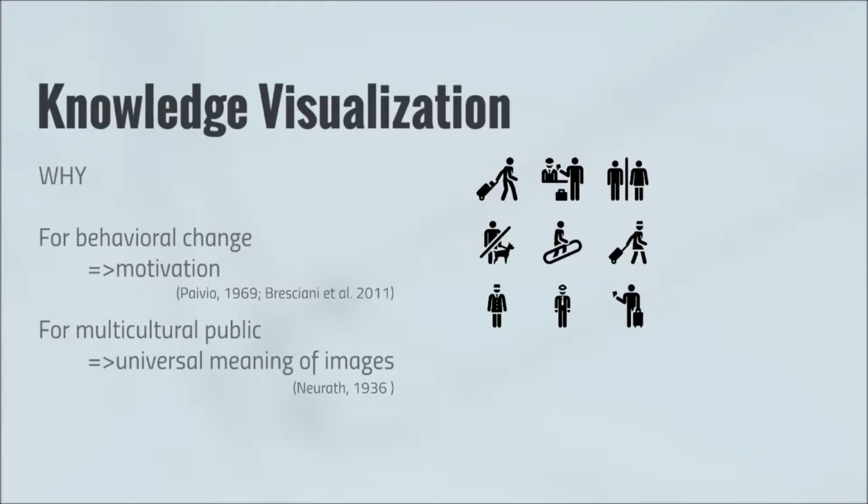on motivation and commitment. According to Paivio's dual coding theory, when the same concept is offered in a textual or verbal and in an imagery format, the understanding, recall, and engagement increases. Our previous research in the context of strategic communication found confirmation of this effect. Secondly, the universal meaning of images can help communicating to a multicultural public.